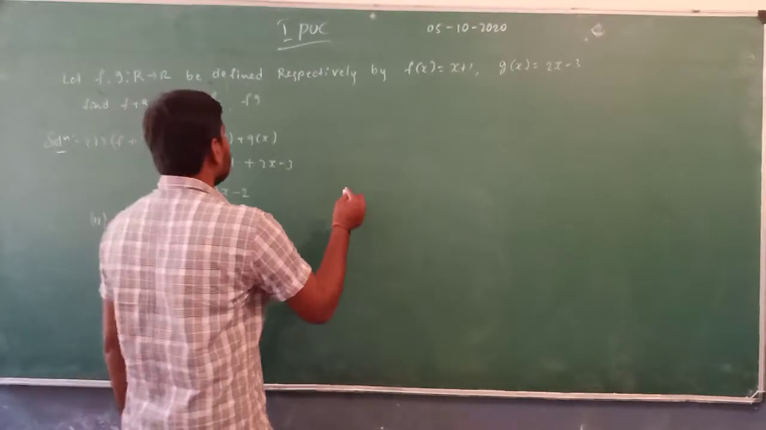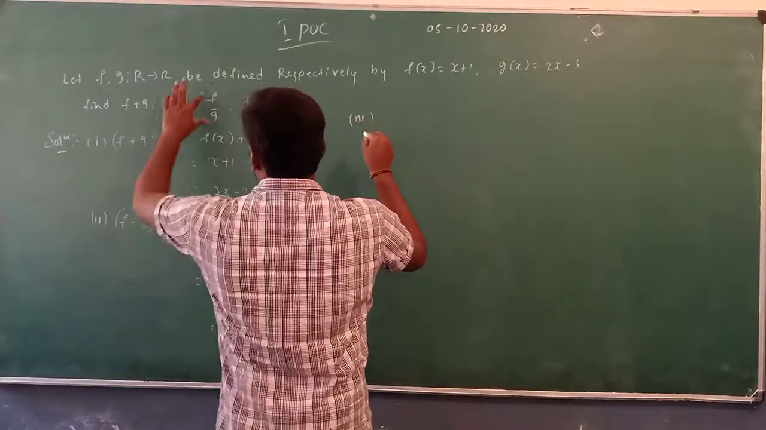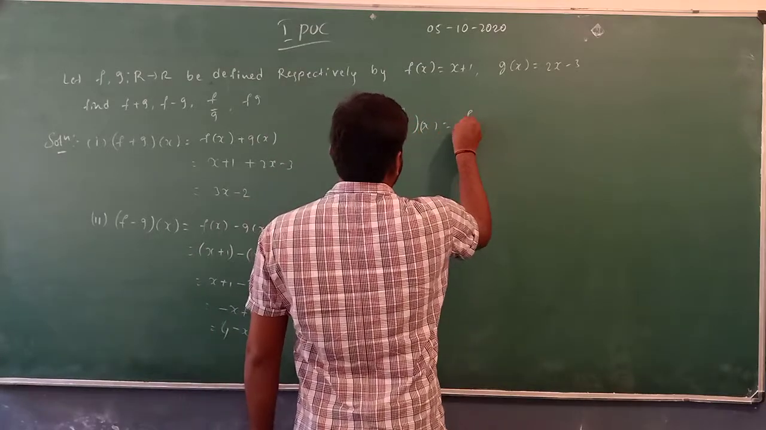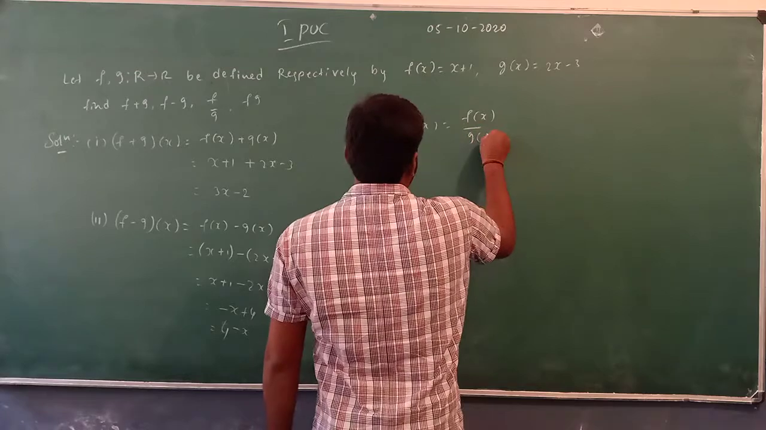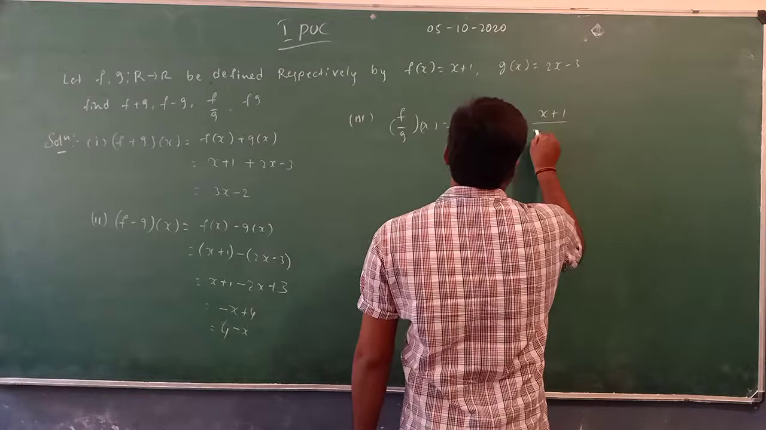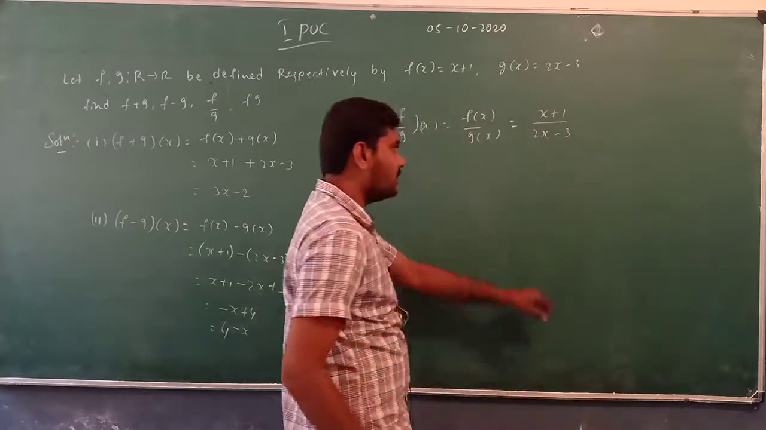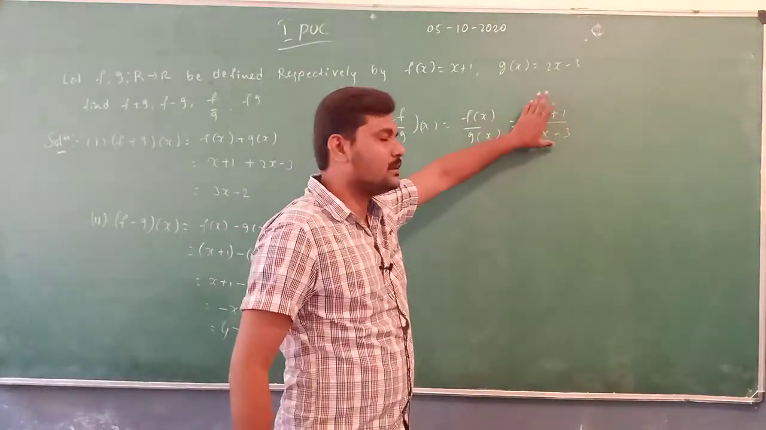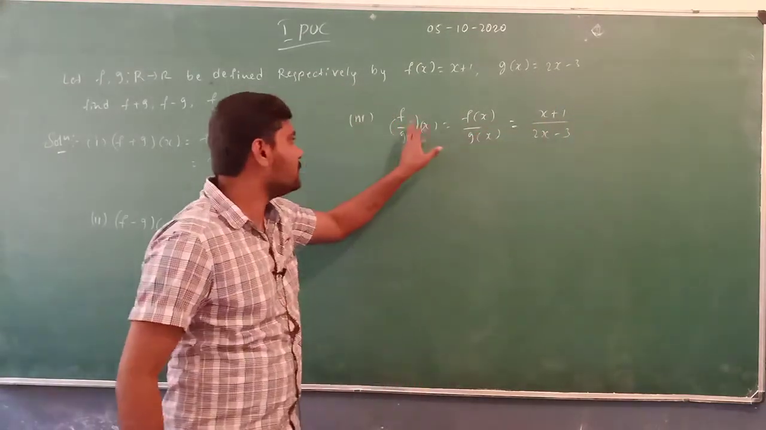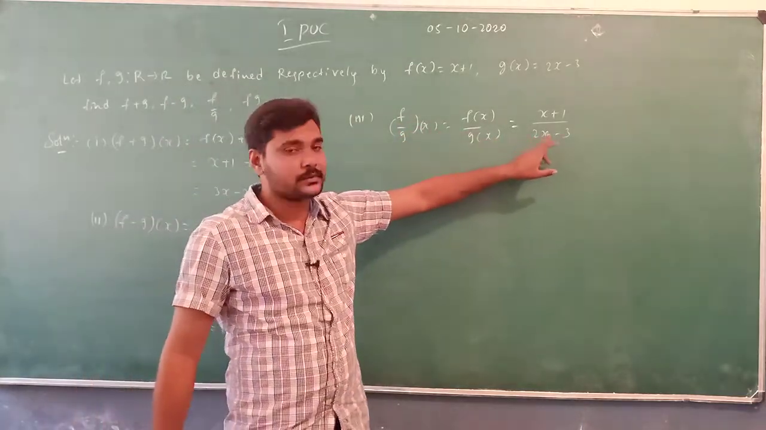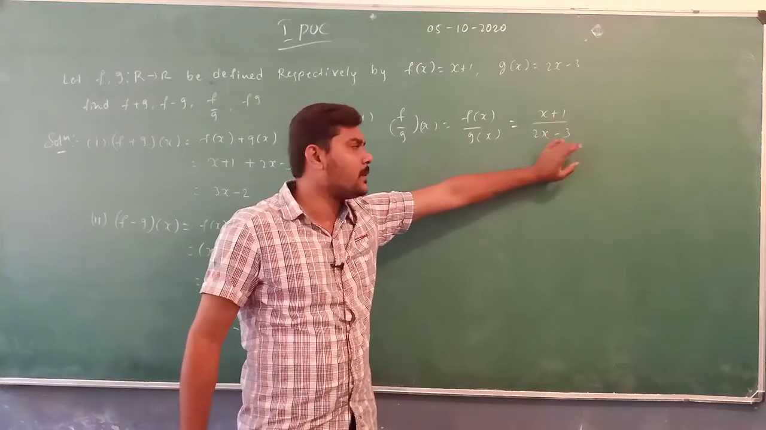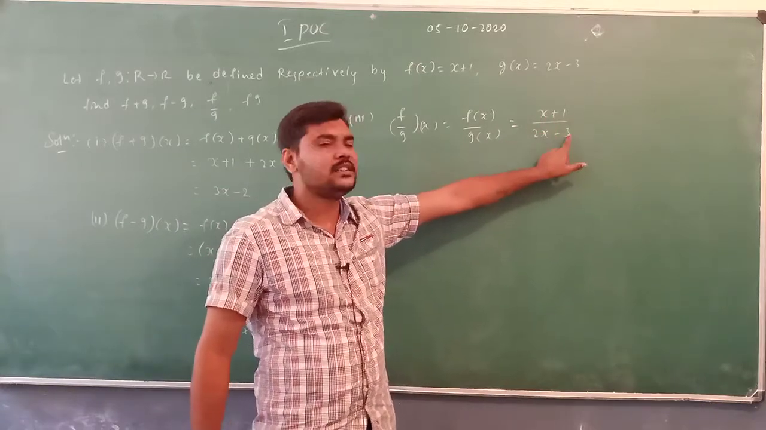The third one, so here they have given f by g of x, so that's going to be f of x divided by g of x. So here f of x is x plus 1 divided by 2x minus 3. You can simplify this one further, but x plus 1 divided by 2x minus 3 is going to be a sufficient answer for f by g of x. Okay, so you may solve this one further, but the sufficient answer is the necessary thing. So we have completed that: x plus 1 divided by 2x minus 3.